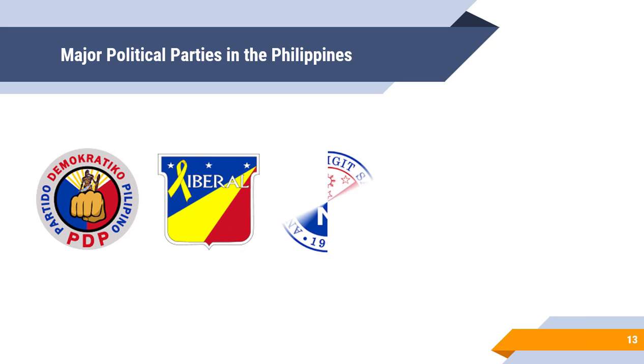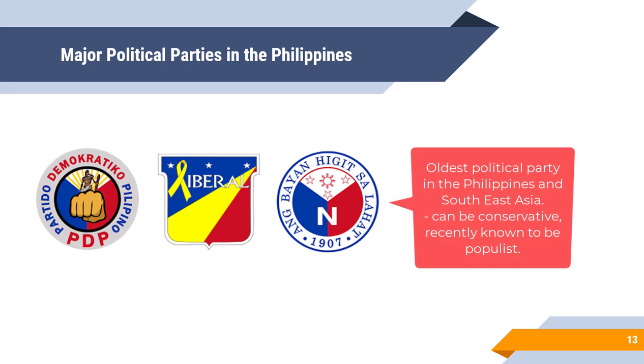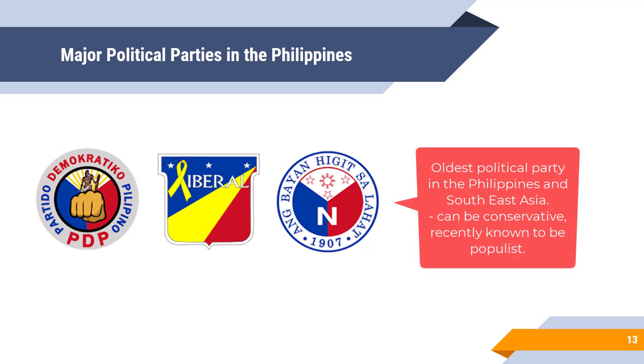The Nacionalista Party, or Nationalist Party. It is the oldest political party in the Philippines and in Southeast Asia in general. It is responsible for leading the country throughout the majority of the 20th century since its founding in 1907. The party has a conservative tendency but has been evaluated to be populist recently.